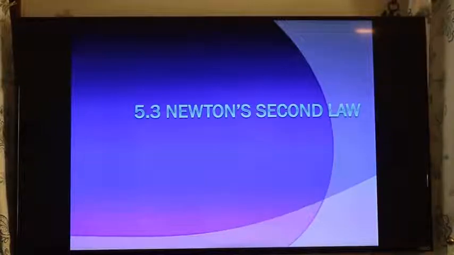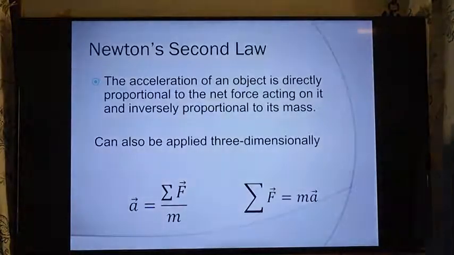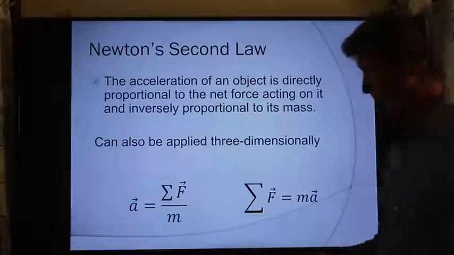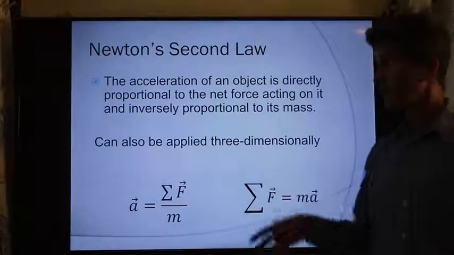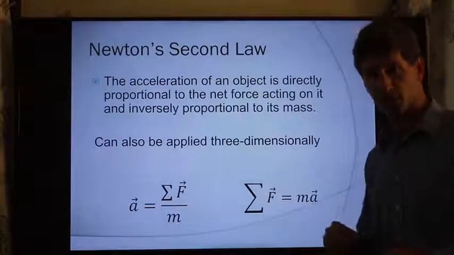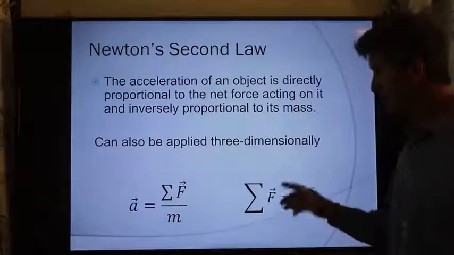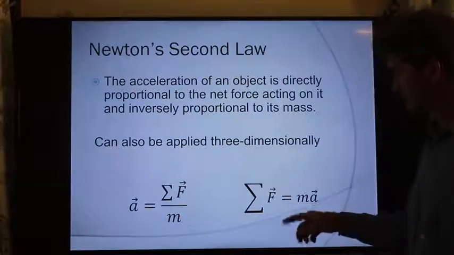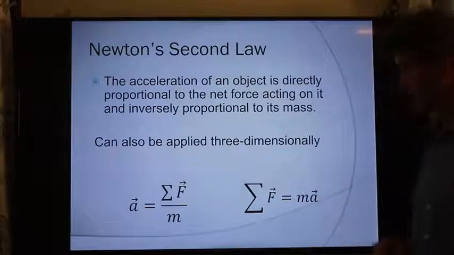Newton's second law. Newton's first law talks about when the forces add up to be equal to zero. The net force is zero. In the case when the forces do not add up to be equal to zero, we now say that the sum of the forces is proportional to the mass times the acceleration.